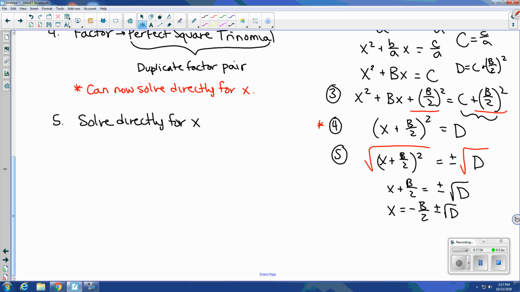Now remember, b and d just represent some number. So we're going to get some value here, and that's our solution. And there are two solutions there because of that plus or minus. So that is the completing the square process.